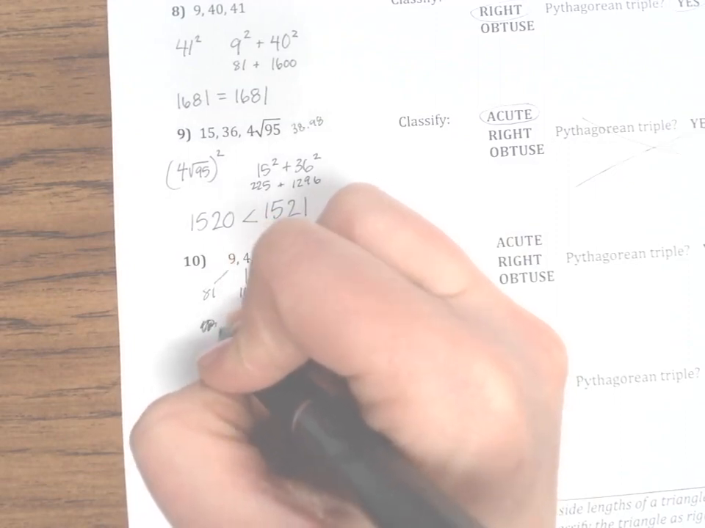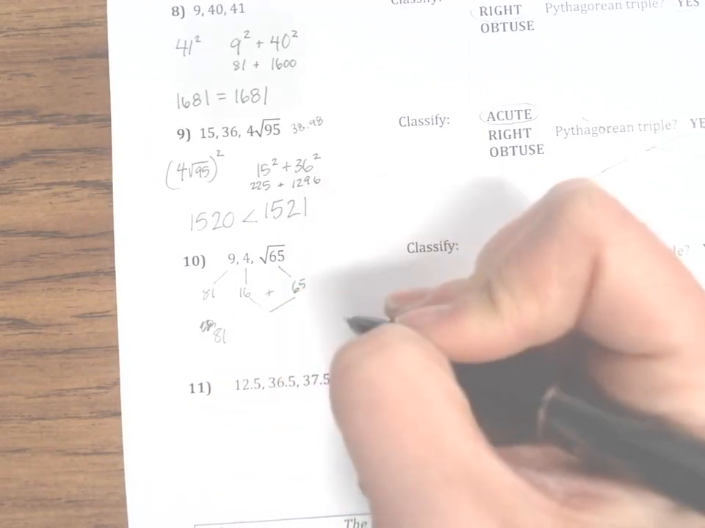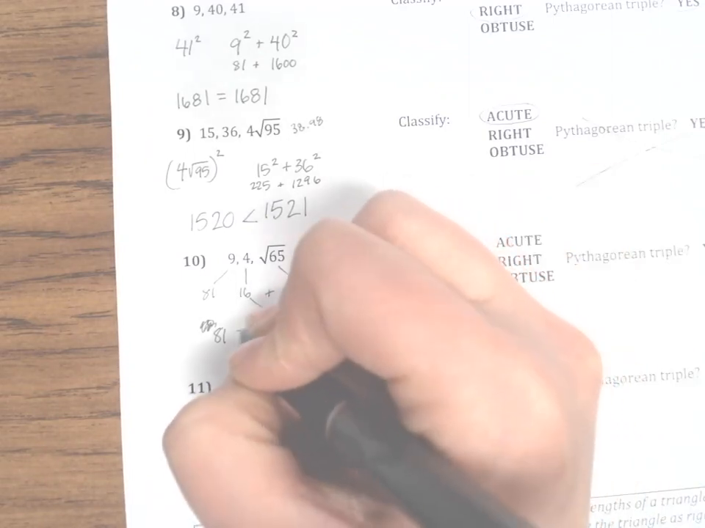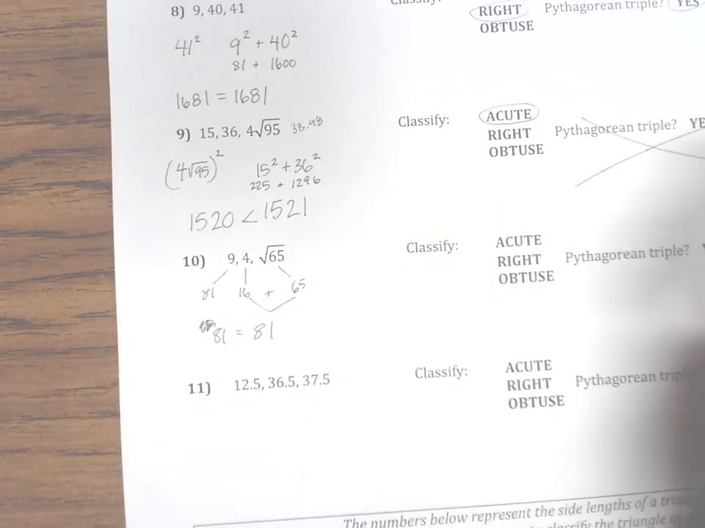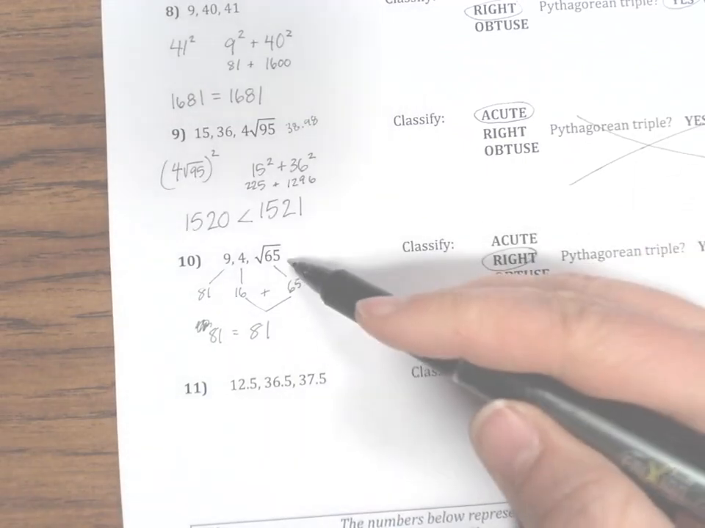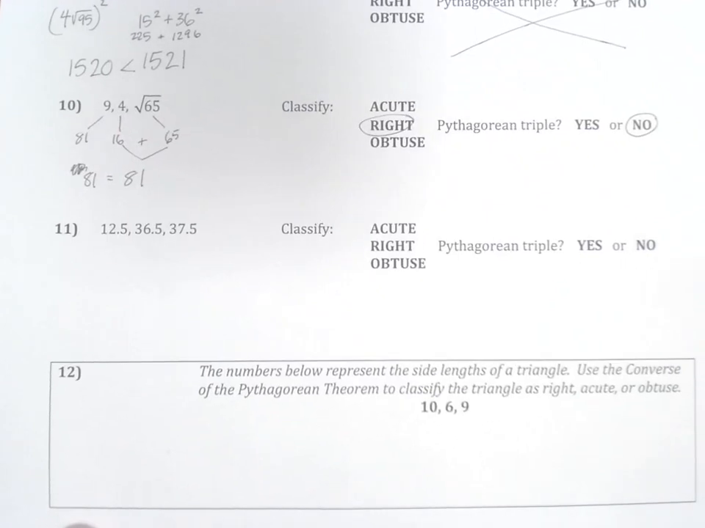So 81, and then 16 plus 65 actually ends up being 81. So those two are equal, which means it's a right triangle. Is it a Pythagorean triple though? No, because square root 65 is not an integer. All right, last two then.